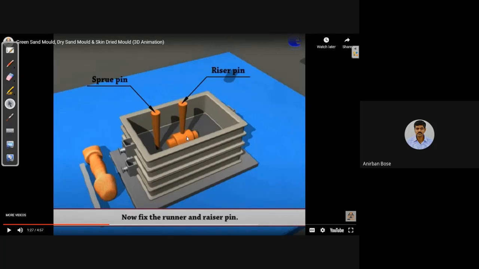Okay, so we'll see all these things later on, but right now we just observe how the mold cavity is created in sand mold casting.